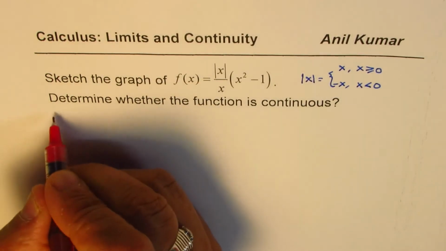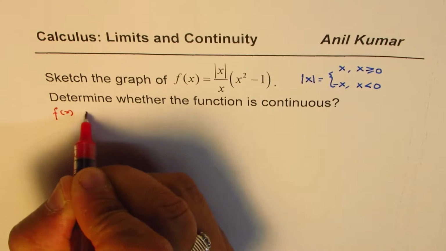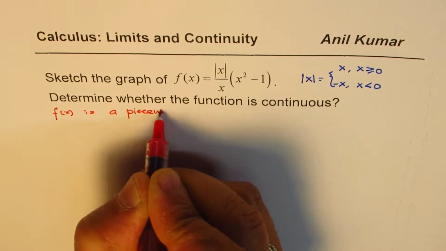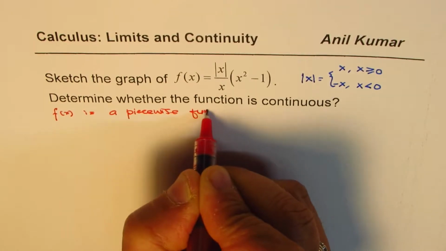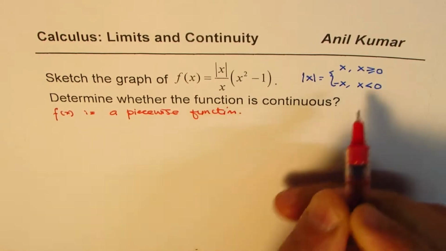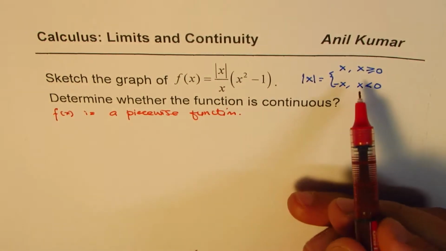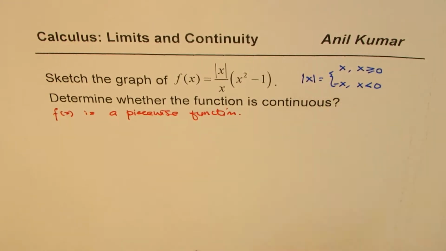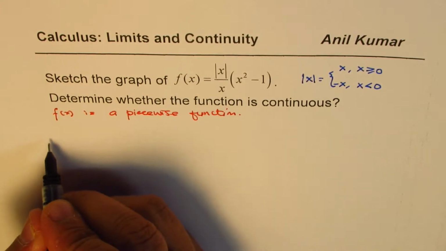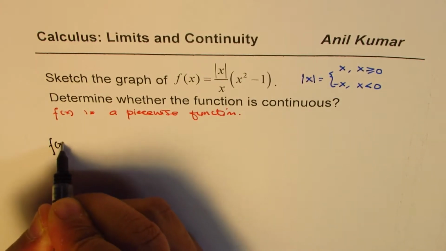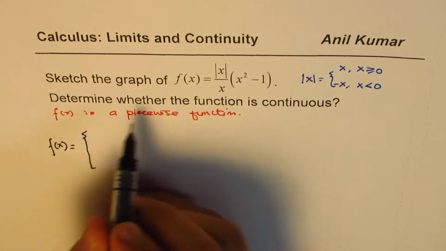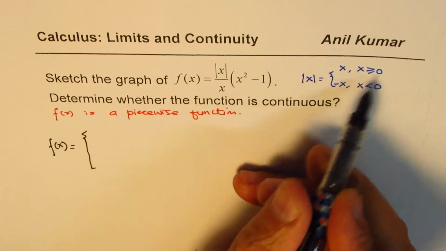So we'll write f of x. We know that f of x is a piecewise function. The pieces are one where x is greater than or equal to 0, and the other one is for x less than 0. So let us redefine this function as a piecewise function. We could write f of x as two pieces. The first one we'll write when x is greater than or equal to 0.